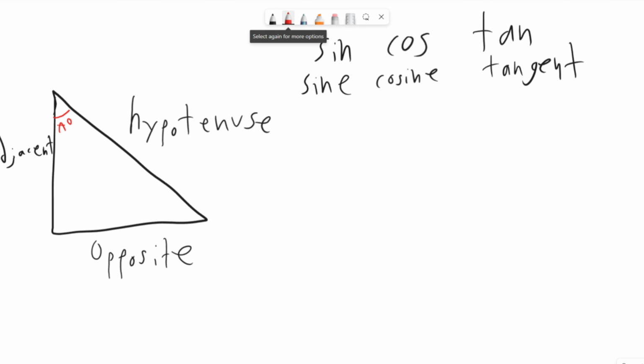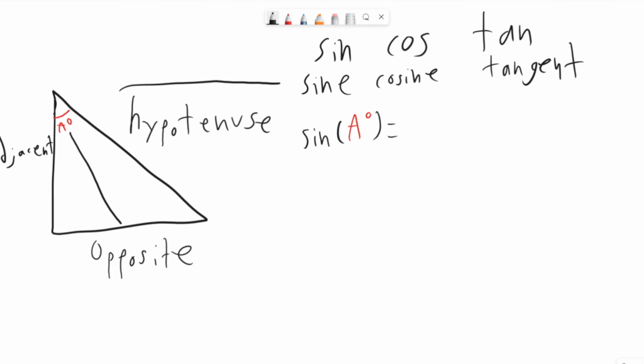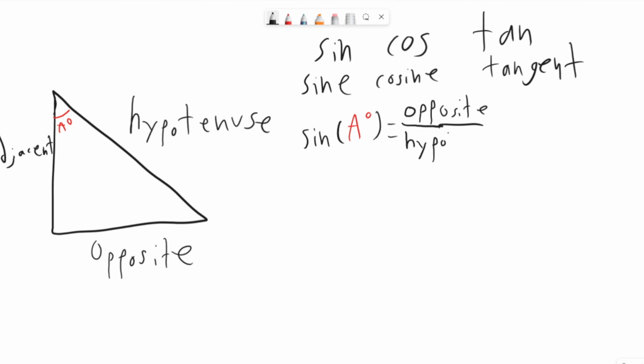However, if we continue to use A degrees as our example, then sine of A degrees is going to be the opposite length divided by the hypotenuse. Okay? And we like to abbreviate this. Instead of opposite, we write OPP. And over that, we're going to put HYP for hypotenuse. But you can think of this as the entire word if you so choose.